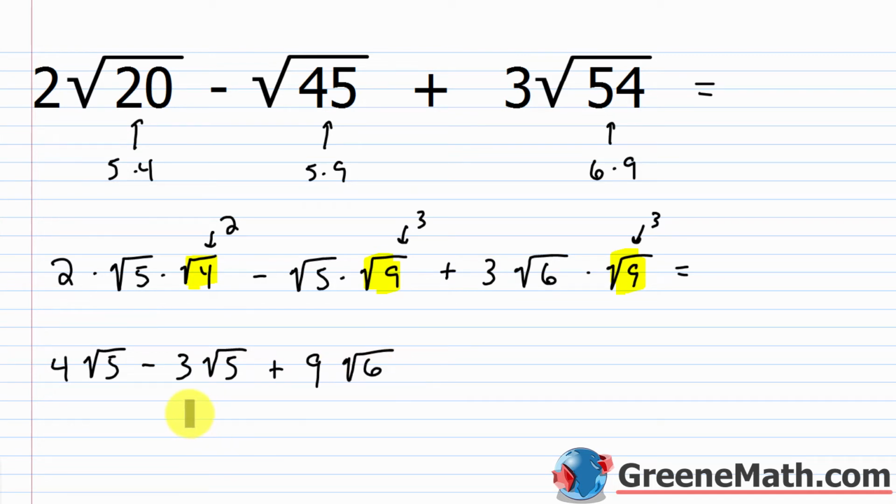So although we can't combine everything, we can perform this operation here. So we're going to do 4 minus 3, which would give us 1. Now, if 1 is in front, I don't need to write it. I could put 1 times the square root of 5, or I could just put square root of 5, right? 1 times anything is just itself. Then plus, we're going to have 9 times the square root of 6. Now, I can't simplify this any further. These are not like radicals, so this is just my answer.